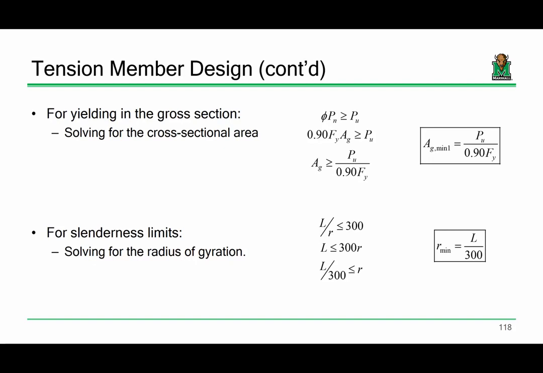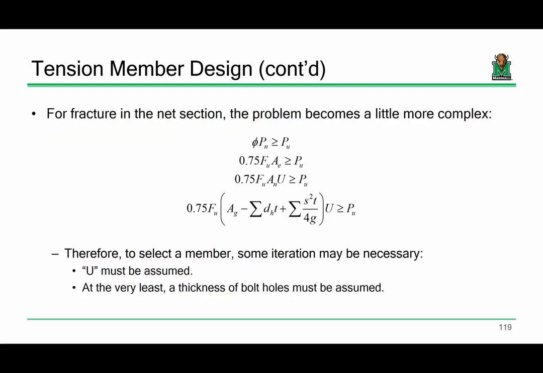Everybody okay with this? Now here's the thing. That's gross section yielding, and that's slenderness. What about net section fracture? That one's complicated. That one's complicated because, think about it. In order to compute the capacity according to net section fracture, you need to know what the shear lag factor is, right? You need to know what U is. You also need to know what net area is. Well, how the heck do you know what net area is if you don't know what the thickness is?